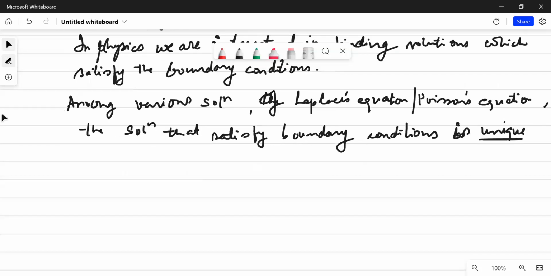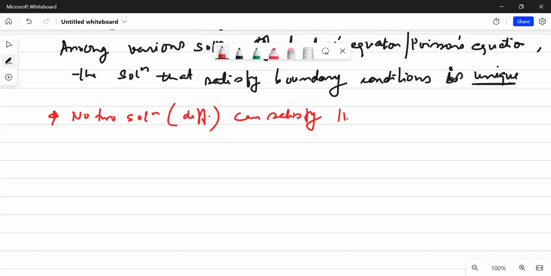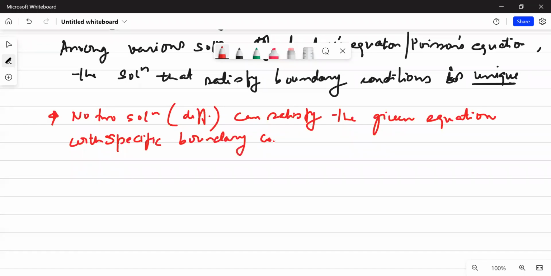Now, your boundary conditions can be posed in another way also. For example, if I want to say the same statement: no two different solutions can satisfy the given equation with specific boundary conditions. There can be no two solutions which satisfy a given equation with specific boundary conditions.